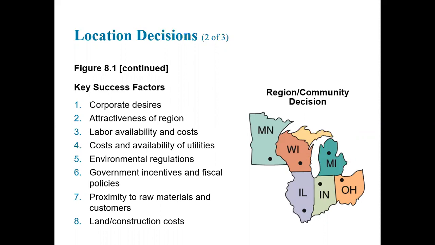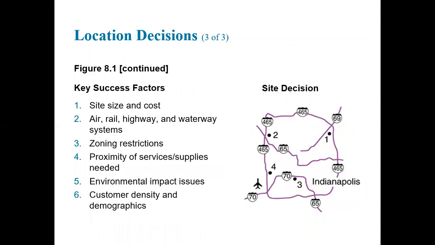And there could be issues such as tax incentives given by the government. There could be costs of labor being lower in one state than in another. There could be that one state has less environmental regulations, which make it easier to set up a plant without having to worry too much about the environment. And all these things have to be considered prior to finally narrowing it down to the last decision level, which is within that region, where exactly are you going to site your plant?